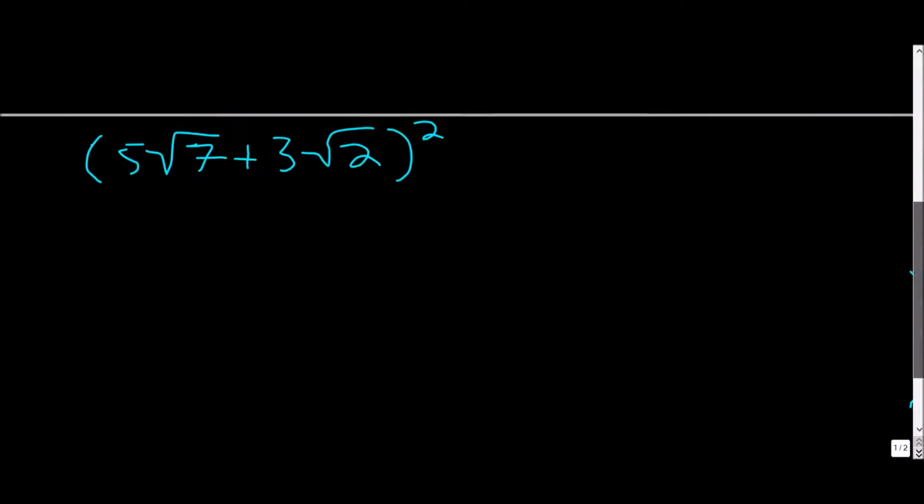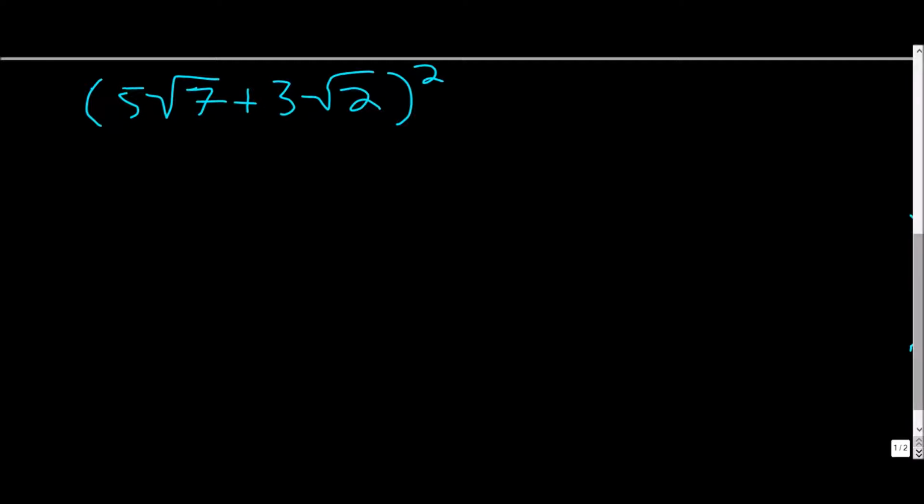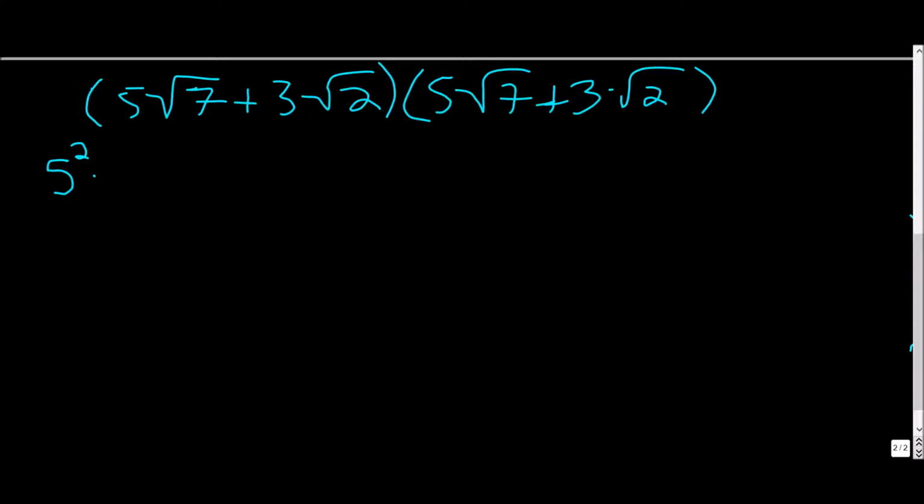So it might make it easier for you to think of this as 5 square root of 7 plus 3 square root of 2 times 5 square root of 7 plus 3 square root of 2. And so it's just a regular FOIL problem, so we just have to make sure that we're paying attention to everything. So if we do our first terms, we're going to get 5 squared times 7.